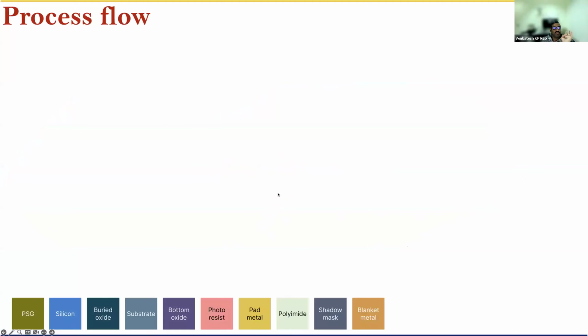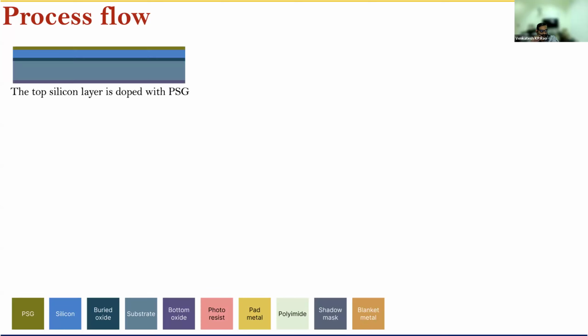Okay. Now, what is the basic process flow in net? The basic process flow followed in the SOI MEMS process, or the SOI process in the silicon foundries, is as follows. We will basically start with an SOI wafer.